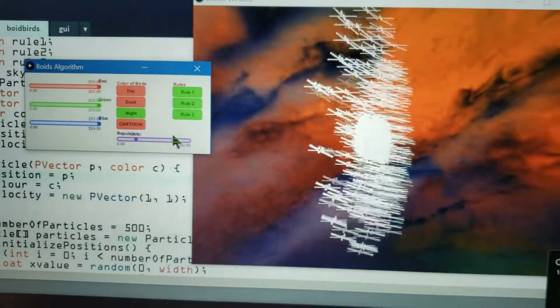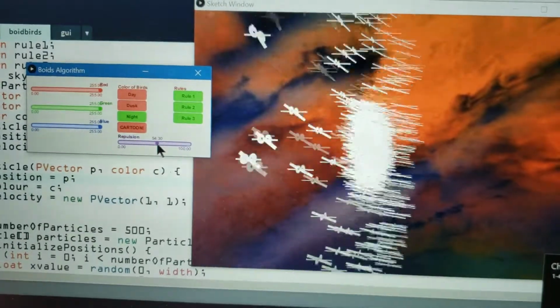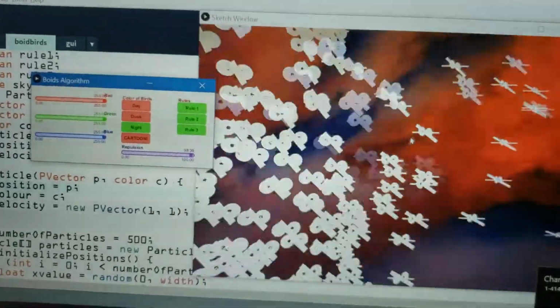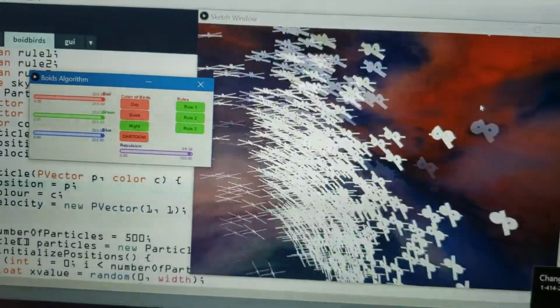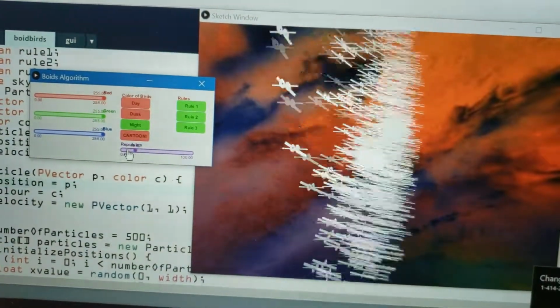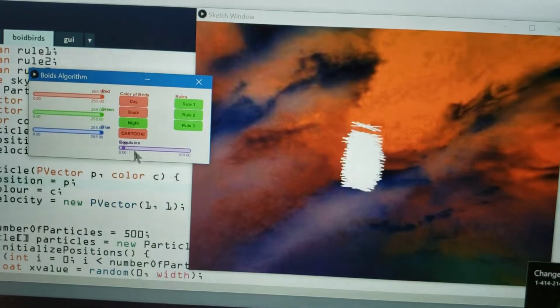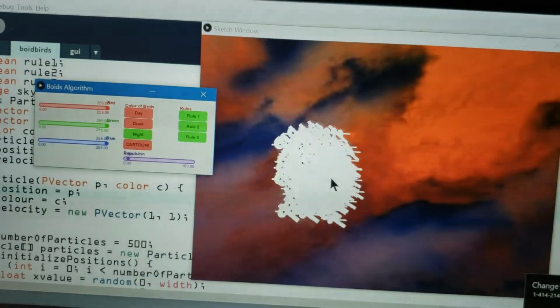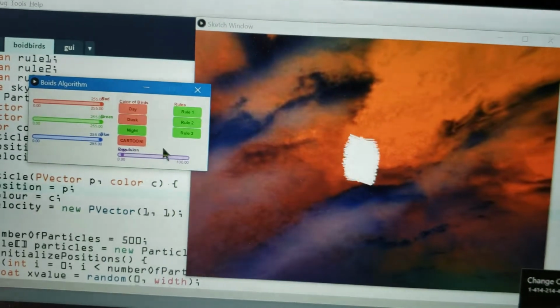In addition, there's also a level of attraction that they have. So if you decrease that, you see the birds are flying further away from each other, they're not as attracted. And like this purple panel, if you decrease it, then they're flocking much more closely together, and that's also something that I implemented for this.